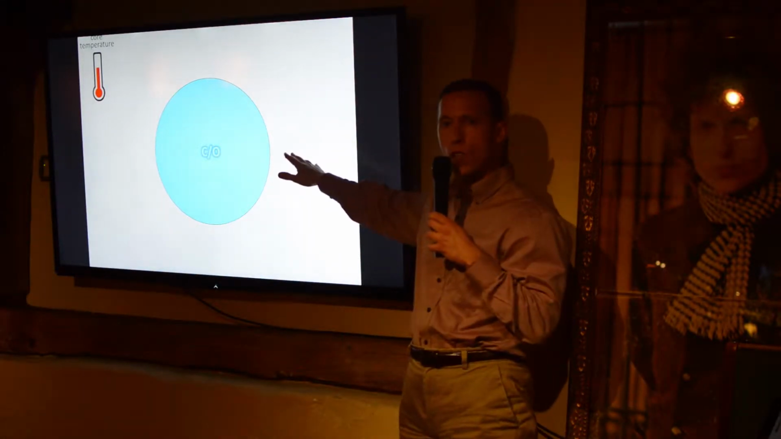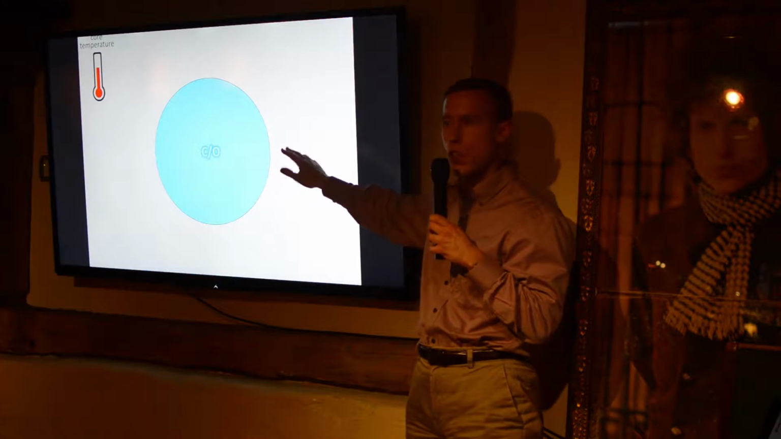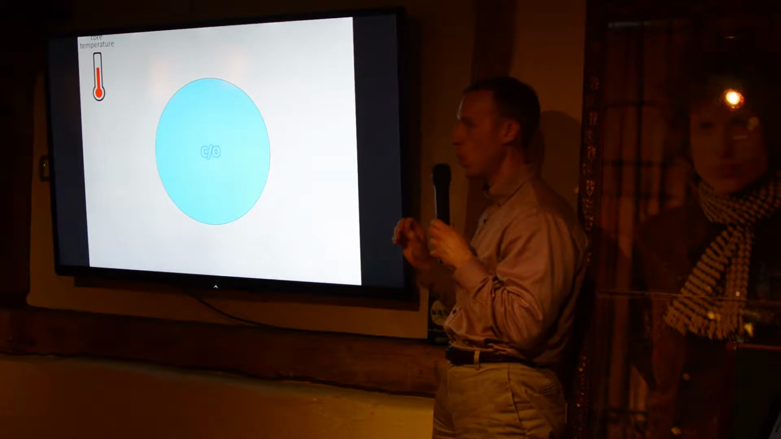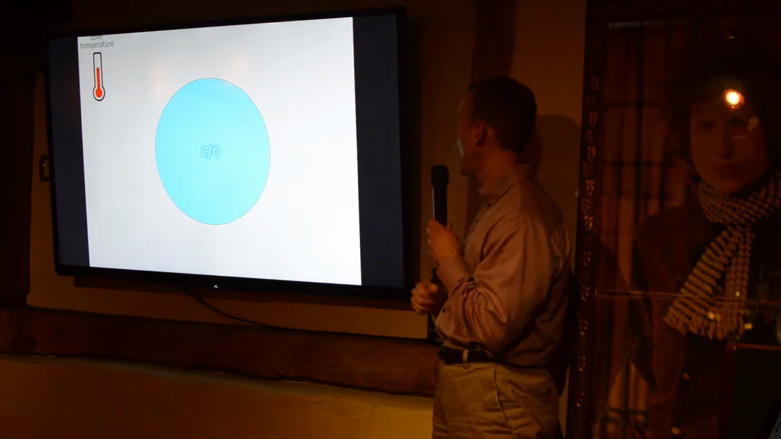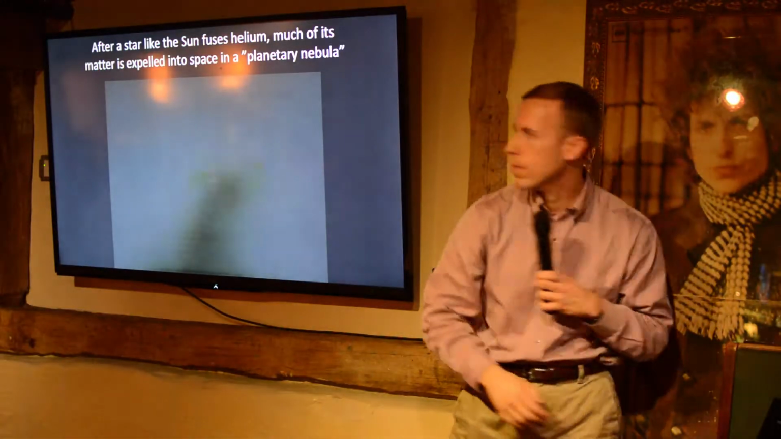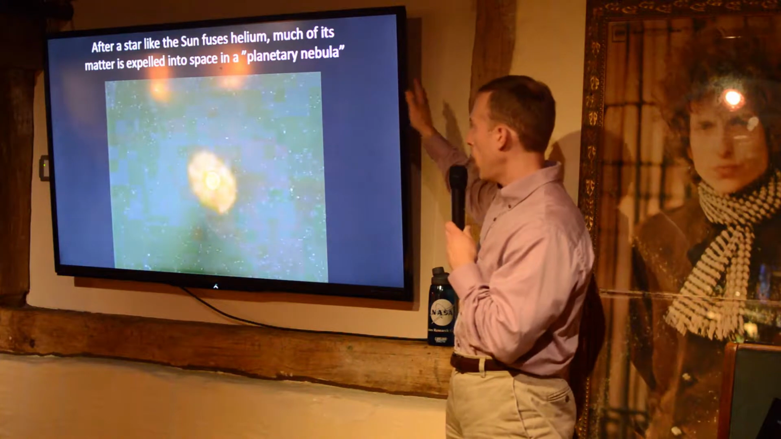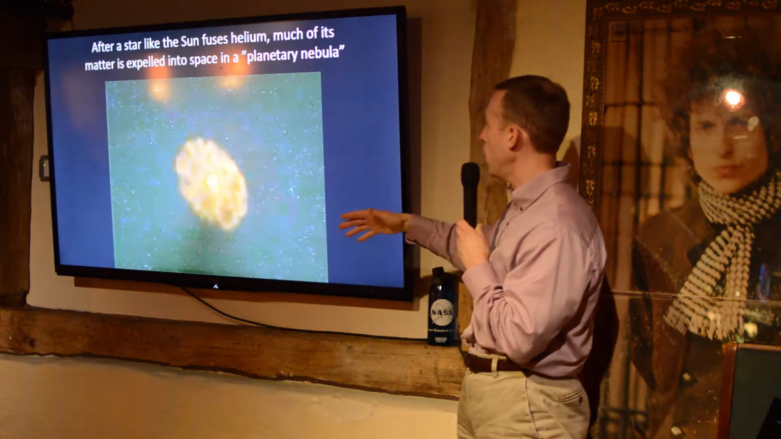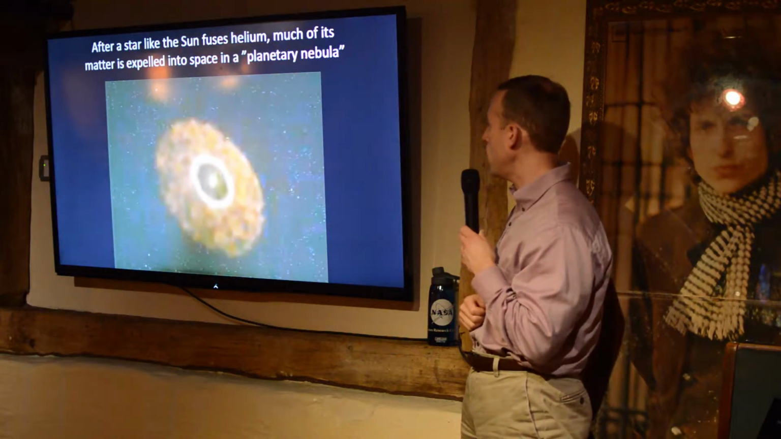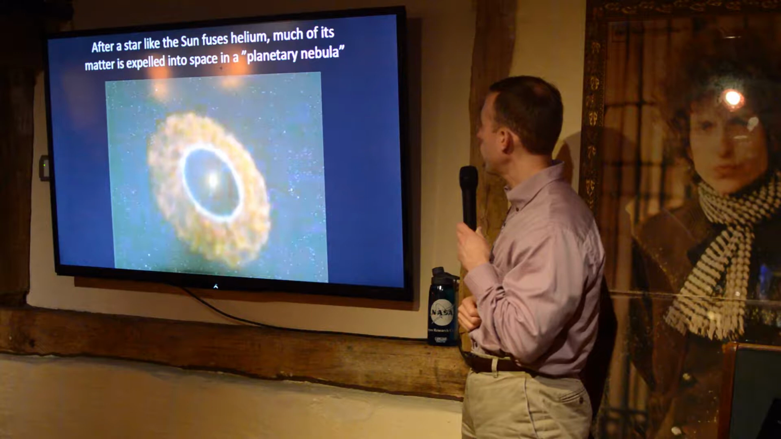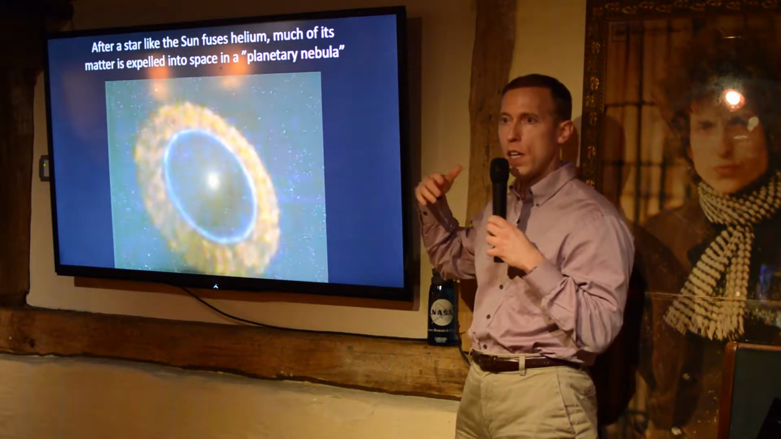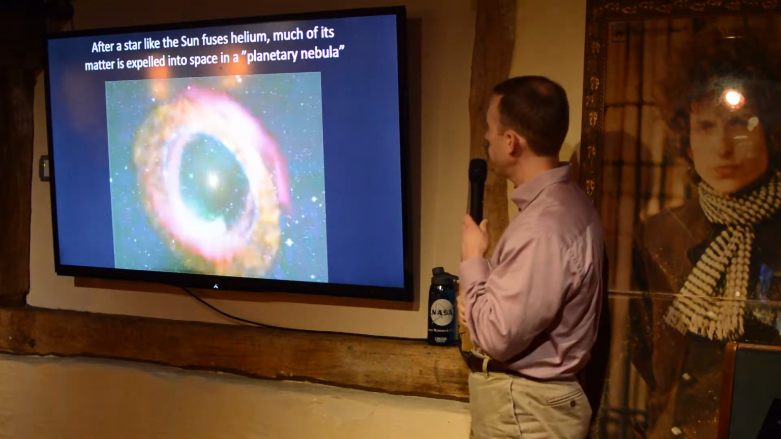And this carbon-oxygen core left over from a star like the sun is known as a white dwarf. So some of you may have heard of a white dwarf before. A white dwarf is the carbon-oxygen core left over from the fusion of helium. And so eventually the outer layers of this star, a star like our sun, get expelled into space. And that takes with it some of these heavy elements that were made near the center of the star. And this nebula created by the outer layers of the star being expelled into space is called a planetary nebula.